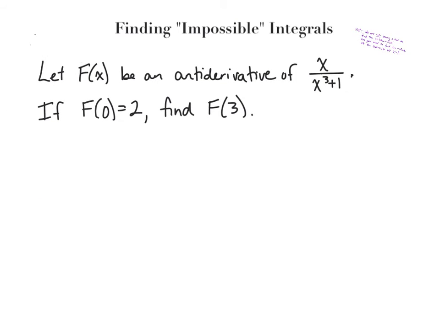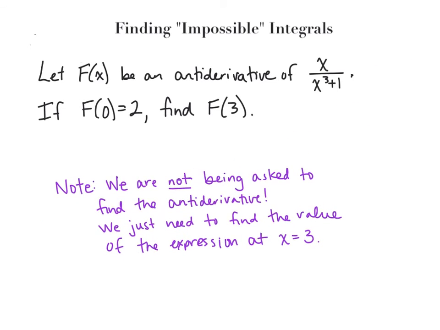Okay, here's our original problem. Let f of x be an antiderivative of x divided by x cubed plus 1. If f of 0 equals 2, find f of 3. Note, we are not being asked to find the antiderivative. We just need to find the value of the expression at x equals 3.